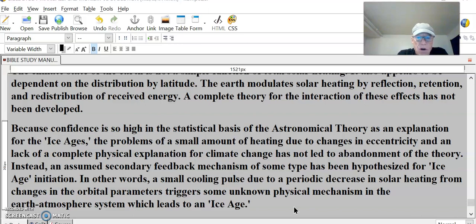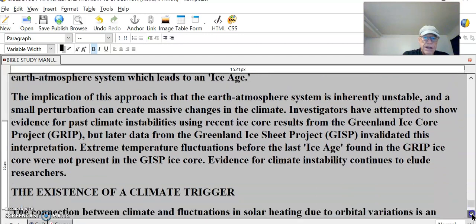In other words, a small cooling pulse during a periodic decrease in solar heating from changes in the orbital parameters triggers some unknown physical mechanism in the Earth atmosphere system, which leads to an ice age. Boulder Dash, that's a technical term. The implication of this approach is that the Earth atmosphere system is inherently unstable, and a small perturbation can create massive changes in the climate.